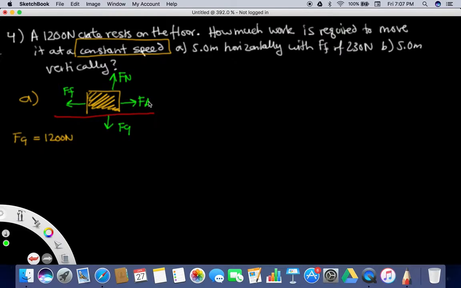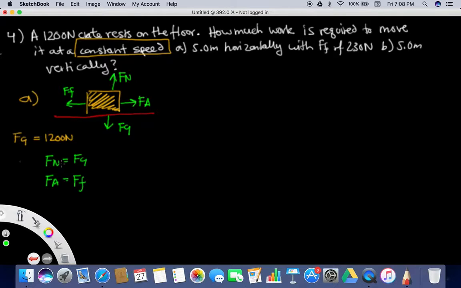Now, because the problem says that we want to move this crate at a constant speed, a very important thing that we learned in dynamics was if you want to move anything at a constant speed, all the forces that are acting on that specific object have to be at equilibrium. So what that means is that the summation of all the forces that are acting on this crate have to sum up to equal 0. So that basically means, if we do top minus bottom, left minus right, that Fn should be equal to Fg, and that Fa should be equal to our frictional force, our Ff.